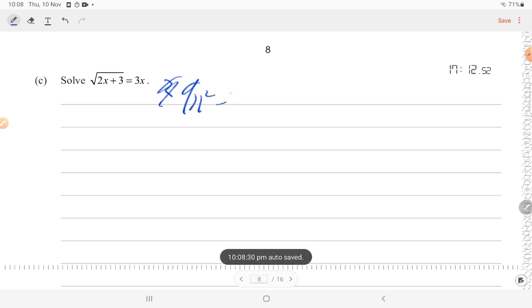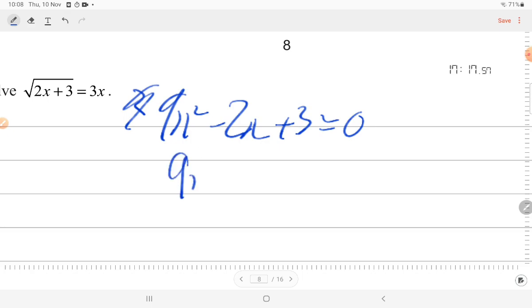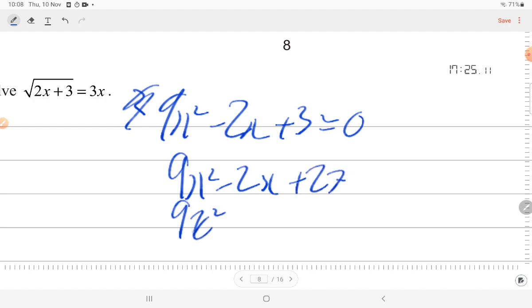9x squared minus 2x plus 3 is equal to 0. 9x squared minus 2x plus 27. 9x squared. Right, 27, 27, 9 and 3. Wait, one quick. 9 and 3. 4, 5, 6, 7, 8, 1. Wait, no, what am I doing? What's happening?